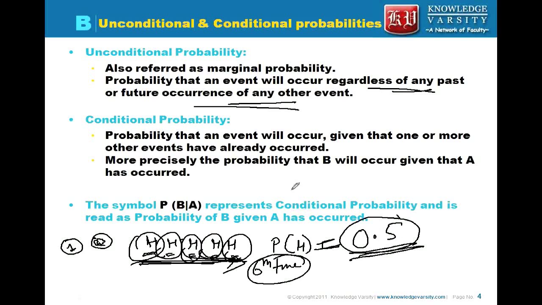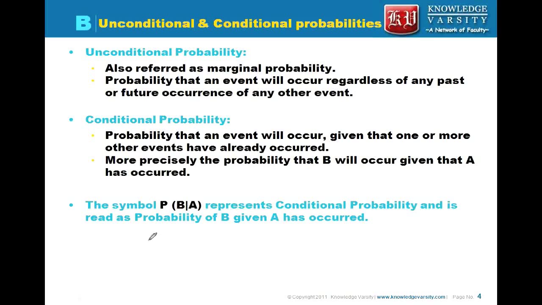Then the next probability is conditional probability. In case of conditional probability, what we say is the probability that an event will occur, given that something has already occurred. Think about a case wherein we say the probability that India will win the match given that Sachin has played. Mostly we will start thinking that if Sachin plays, the chances of India winning are more.